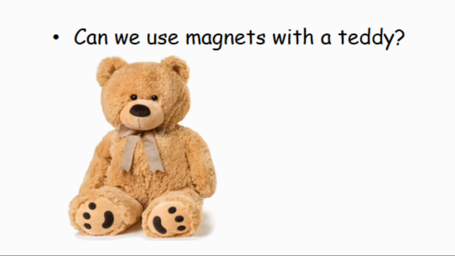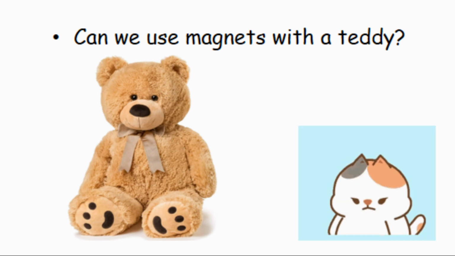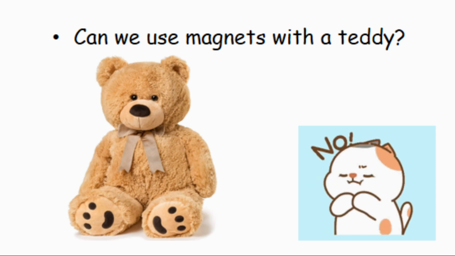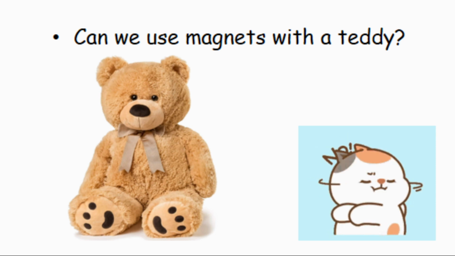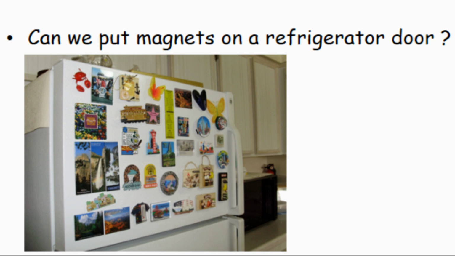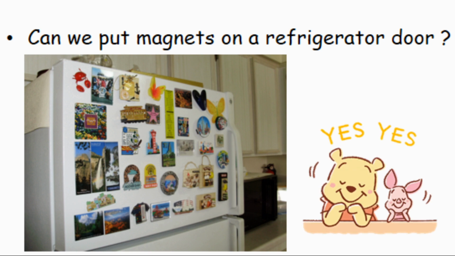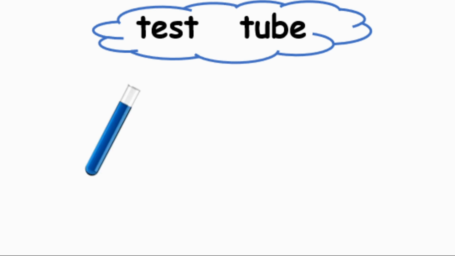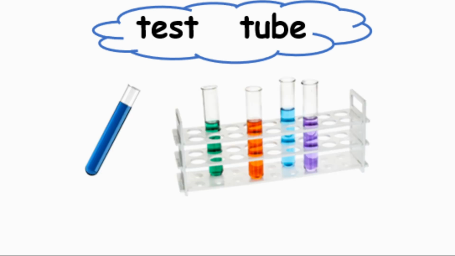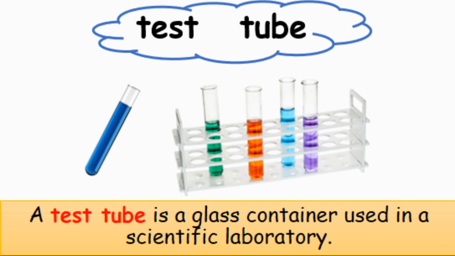Can we use magnets with a teddy? No, a teddy is not a metal. Can we put magnets on a refrigerator door? Of course we can. A refrigerator door is made of metal. Test tube. It looks like this. A test tube is a glass container used in a scientific laboratory.